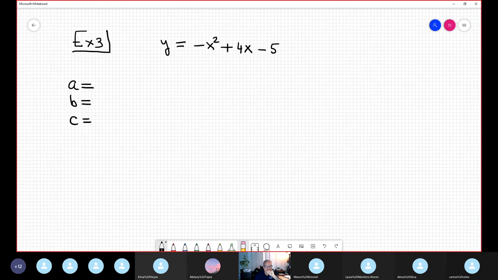Automatically, when you have A, B, and C in your hand, you determine in what direction this parabola opens. Tell me. Who is A? Negative one. B is 4, and C is negative 5. Now, in what direction does this parabola open? Open to the right, upward or downward? Down. Open down. How do you know it opens down? Because A is negative one. When A is negative, it opens down.